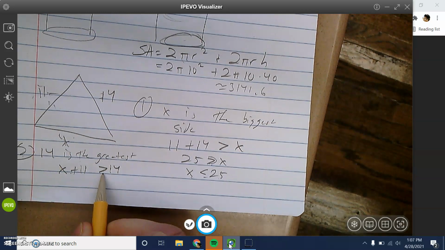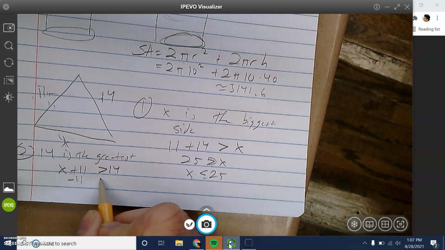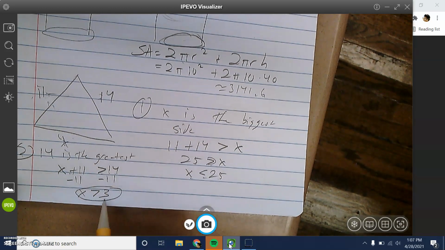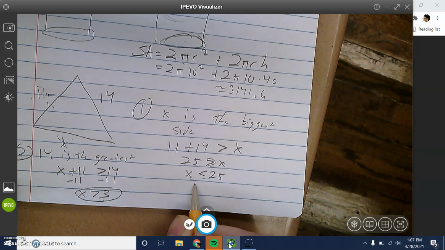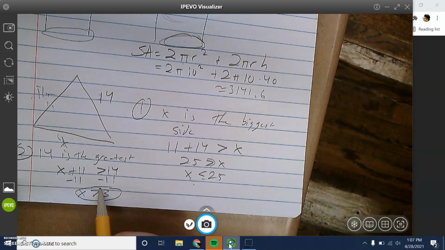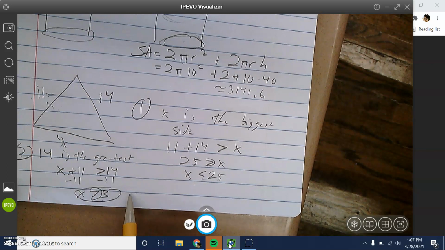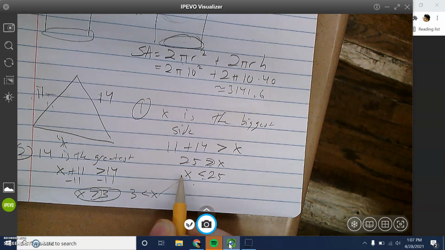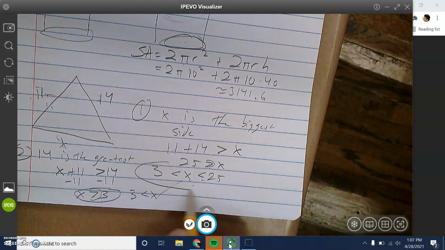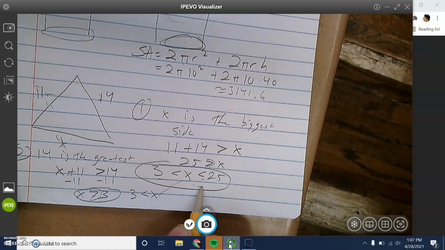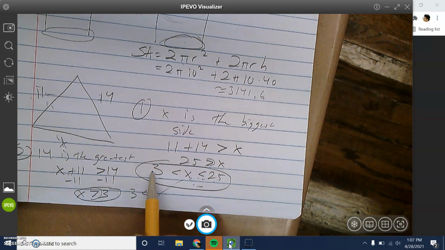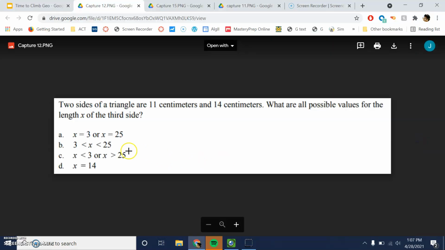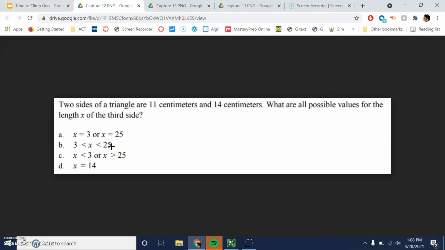Okay, so 2 smaller sides always have to be bigger than the third side. Remember, that's what makes triangle inequality work. So x has to be greater than 3. There we go. So greater than 3 and less than 25. So I'm just going to reverse this one. Whoop, see Pac-Man eating the x. I'm just going to tack it on to this. So x is anything between 3 and 25. Like that. So if x is less than 25 and greater than 3. There we go. So the answer is B. Nice job, everybody.